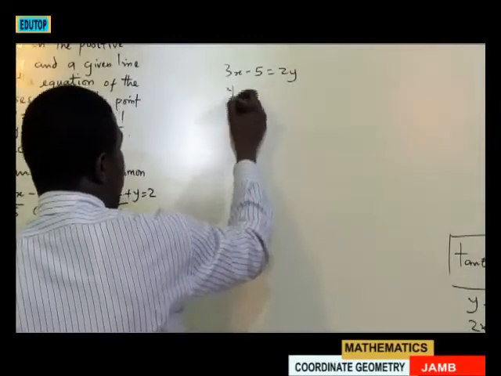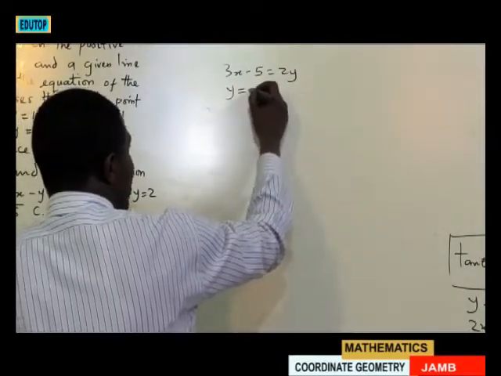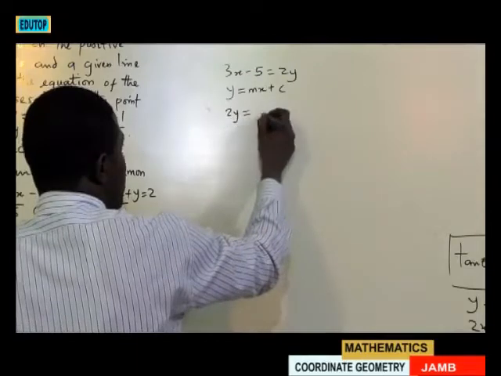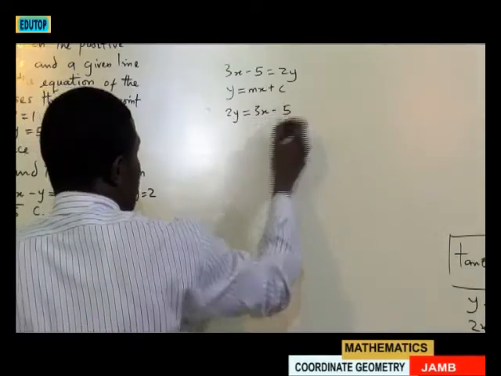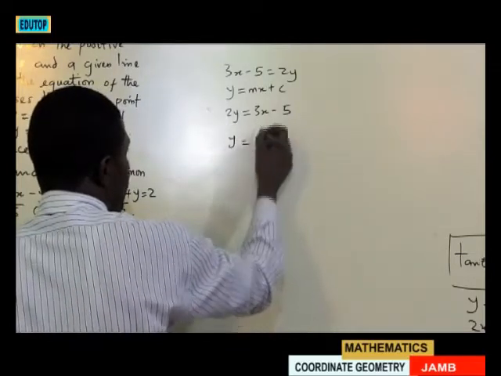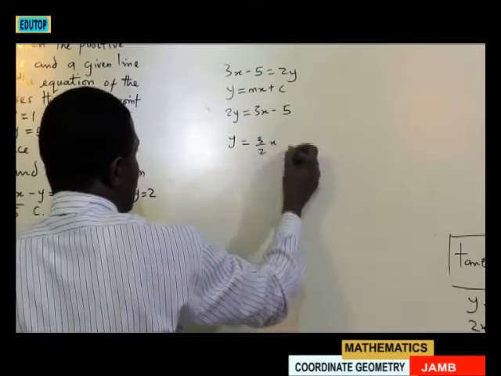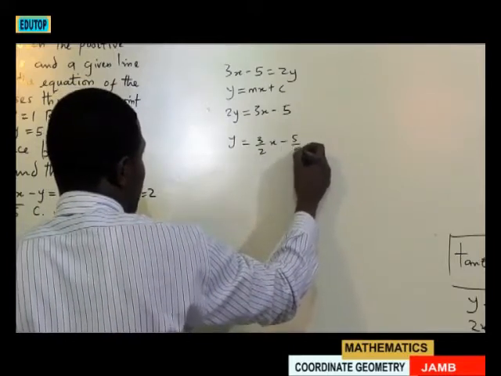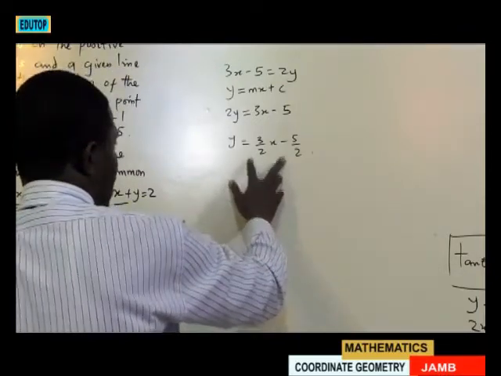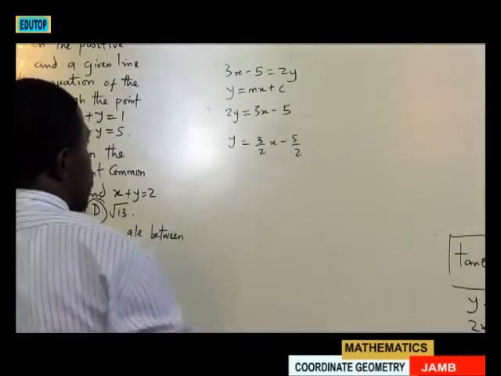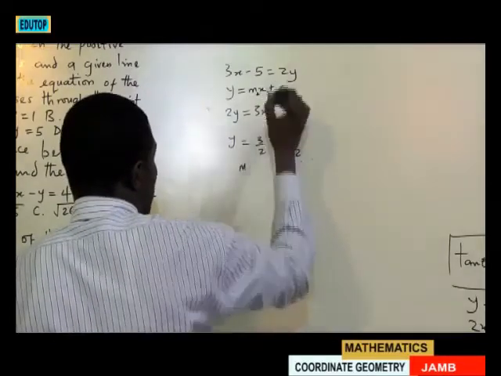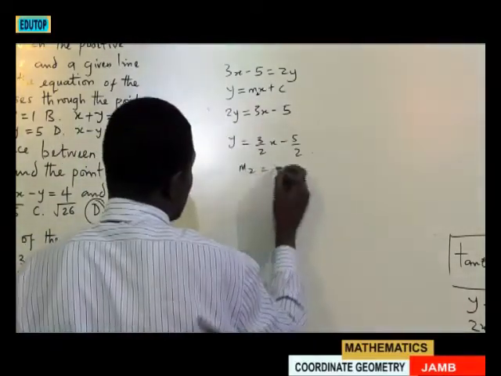Now, I am trying to conform this to the equation y equals mx plus c. So in that situation, if I revert this, 2y will now equal 3x minus 5. So what I need to do now is to divide through by 2. If I divide this by 2, I will have y. If I divide this one by 2, I will have 3 over 2 x. Divide this one by 2, I have minus 5 over 2. So in that situation, comparing this with my equation of a line, I will realize that my m2 for the second equation will be 3 over 2.